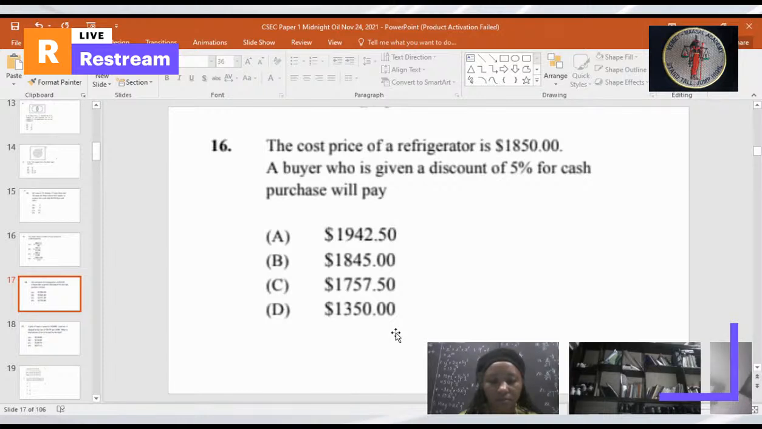So 5% of $1,850. Remember, we're not allowed to use a calculator in this exam, it's just multiple choice. So how would you set out 5% of 1,850? 5 over 100 multiplied by 1,850. All right, so hurry up and work that.